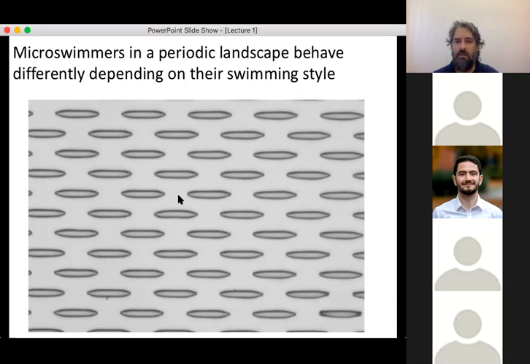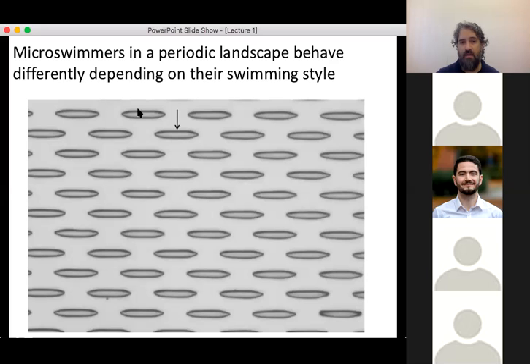So what we can do is to build, for example, an environment where there are lots of pillars. So these elliptical shapes are pillars in a microfluidic chamber, and imagine that this is vertical. Now imagine that I release a Brownian particle, a particle that doesn't have any active Brownian motion.